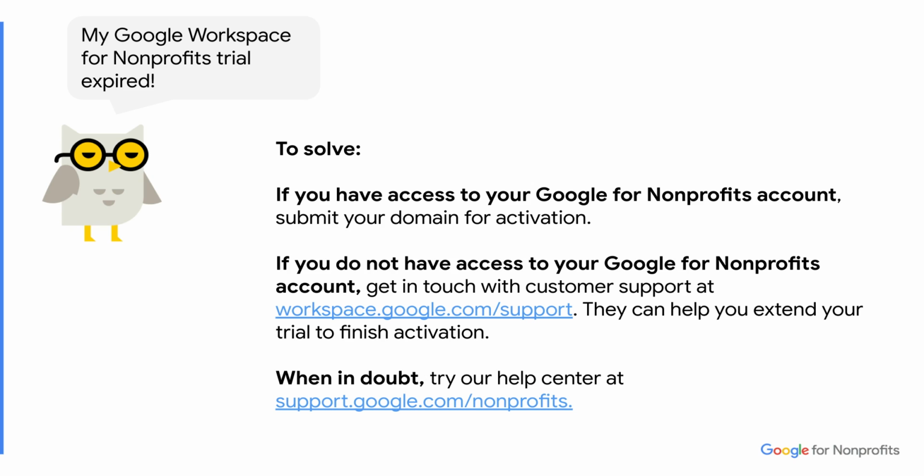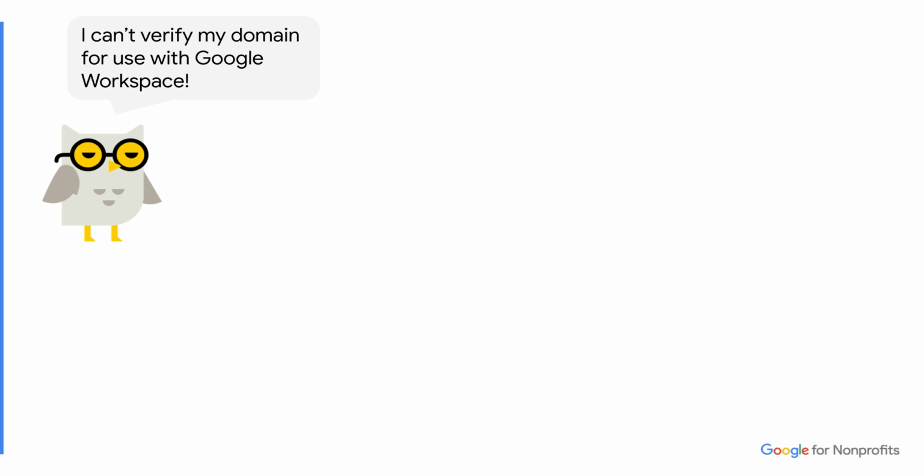workspace.google.com/support. And when in doubt, you can also try the troubleshooter at the Google for Nonprofits Help Center at support.google.com/nonprofits. Remember, if you sign up for a Google Workspace for Nonprofits trial, you have 14 days to come back to the Google for Nonprofits team, submit your domain for activation, and get approved. So you have to do those steps within that 14-day period.